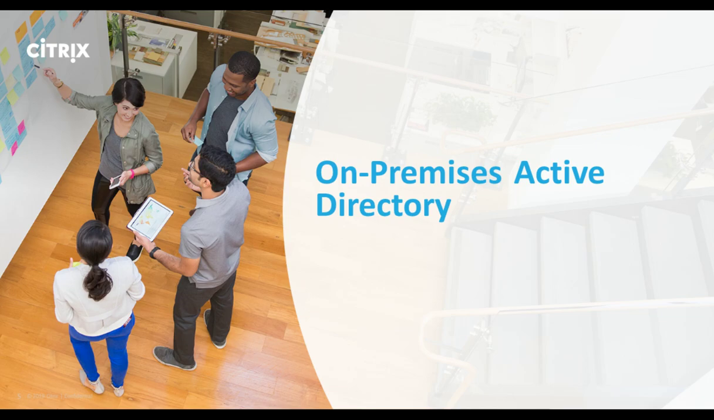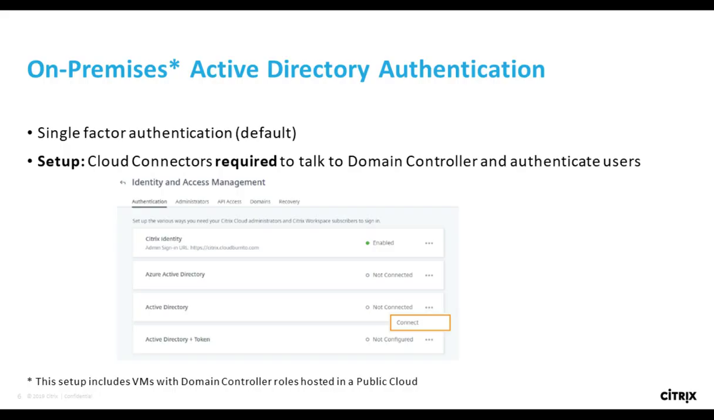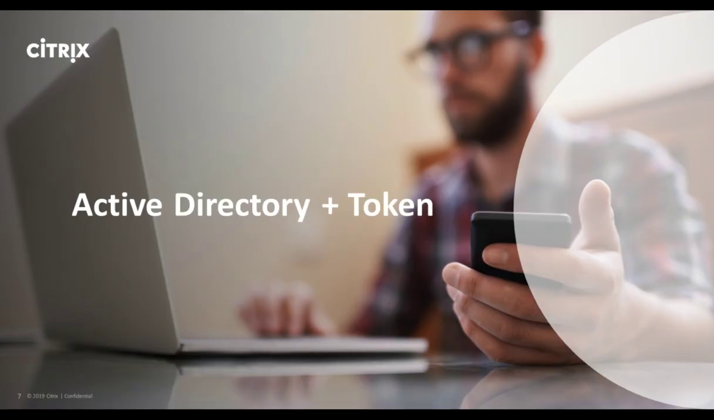First off, we have on-premises Active Directory. Please keep in mind that by on-premises, I mean any domain controllers, even if they're hosted in a public cloud. This is the simplest form of authentication and the current default when you first install your cloud connectors. So to find this option, again, you need to go to the Identity and Access Management, Authentication tab, Active Directory. If you have not installed your Cloud Connector software, you will be prompted to install them if you click on the ellipsis button and then click on Connect. So when you access this option, you will see a few other options as well that we will be covering in future slides.